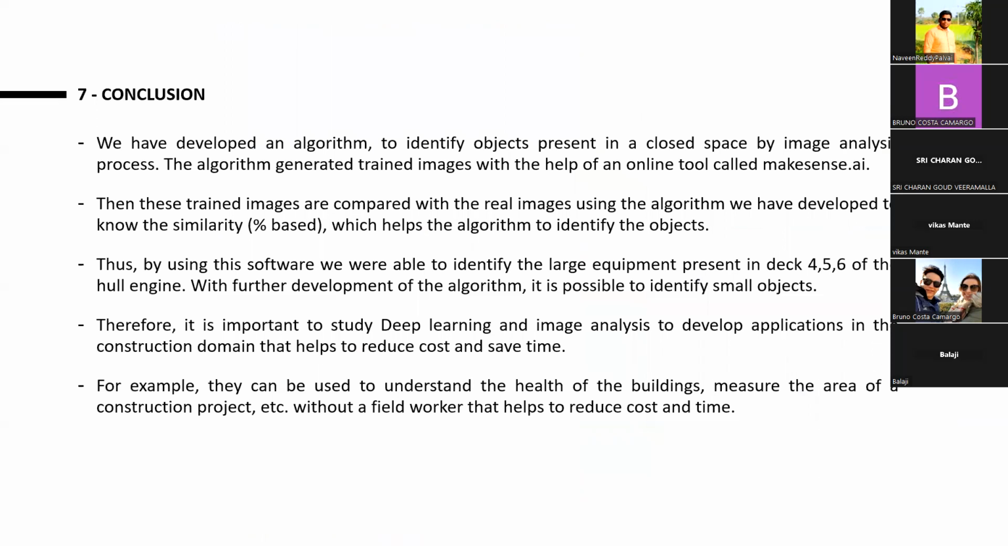Hi everyone, this is Vikas, one of the group members. So to conclude, we have developed an algorithm to identify objects that are present in a closed space by using an image analysis process. With the help of an online tool called MakeSense.ai, we have generated trained images. Then these trained images are compared with the real images using the algorithm we have developed, to know the percentage of similarity that helps the algorithm to identify the objects.